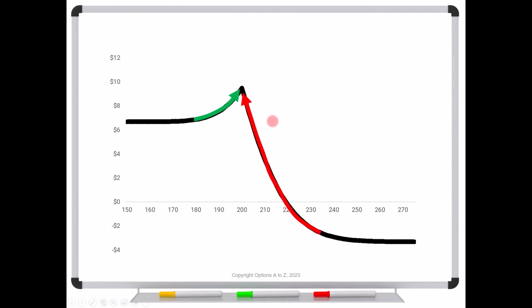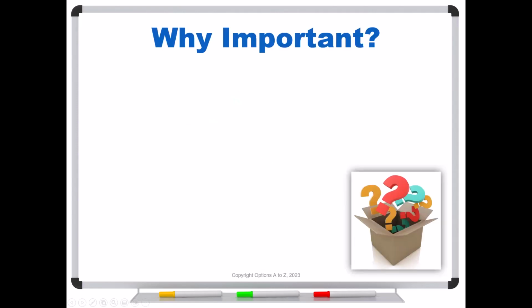So you do have to be careful. Yes, certain areas of the graph can have positive deltas, and therefore we might call it bullish. Other areas might have negative deltas, in which case we would say it's bearish. But overall, it has a bearish view or a bearish bias, and the reason is we have purchased the more valuable put. All right, so why is this important to understand?